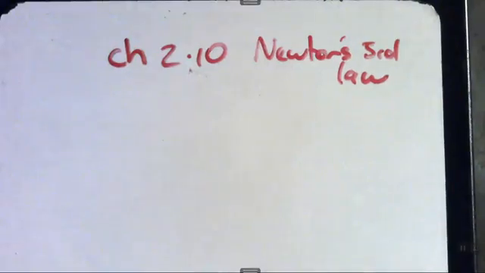We're looking today at chapter 2.10, which is Newton's third law. We've now discussed Newton's first and second laws, and we're going to its third law. So Newton's third law is simply stated as every action has an opposite but equal reaction.